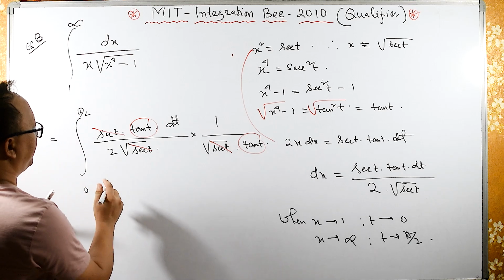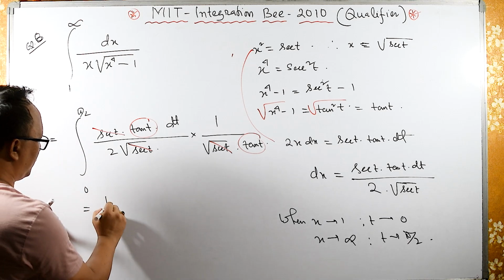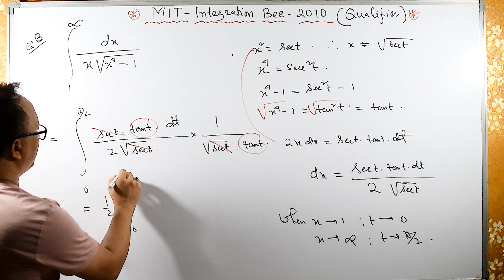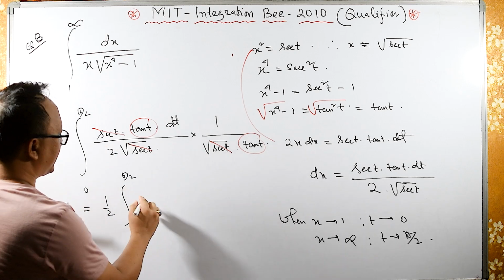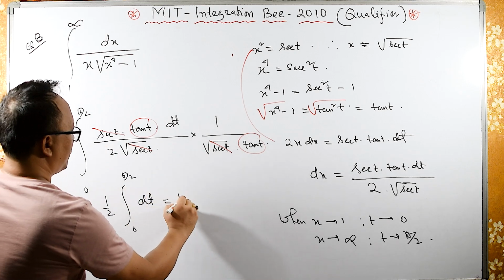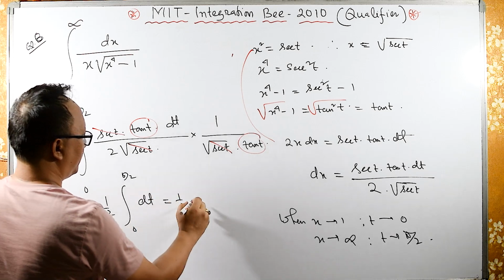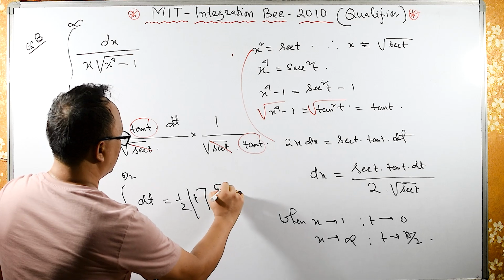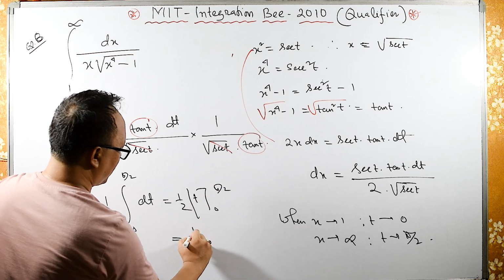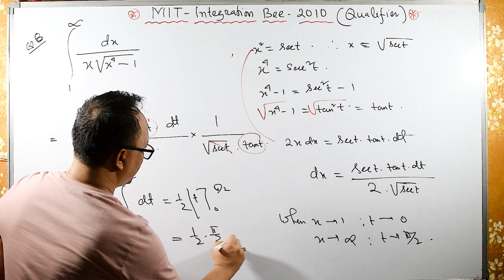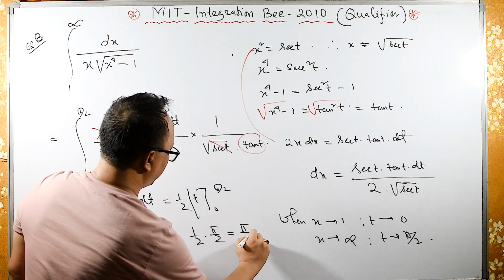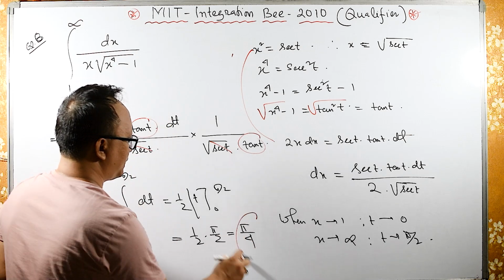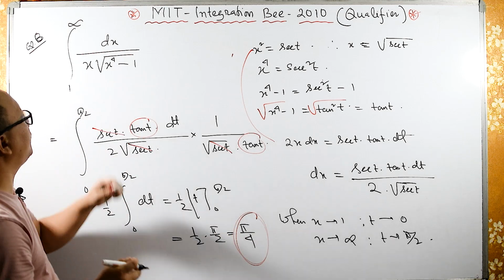What we have is 1 by 2 integral from 0 to pi by 2. Everything gets cancelled, we have only dt. So it is same as half t, with limits from 0 to pi by 2, upper limit minus lower limit. So half of pi by 2 minus 0 is pi by 4. Therefore, this is the required answer.